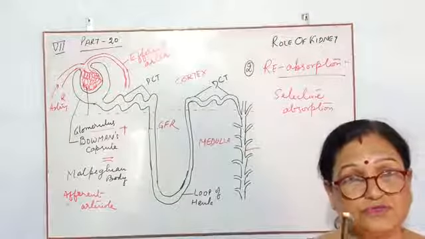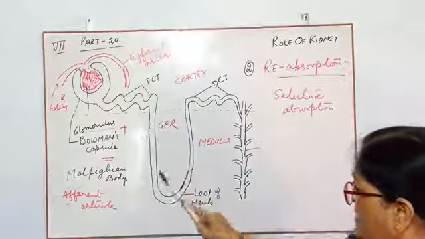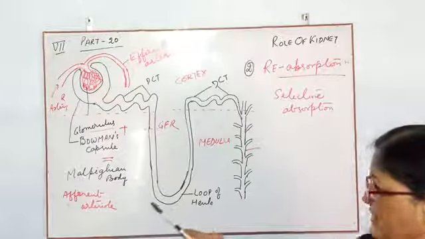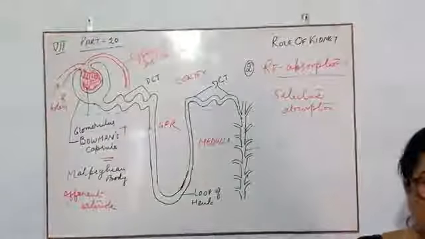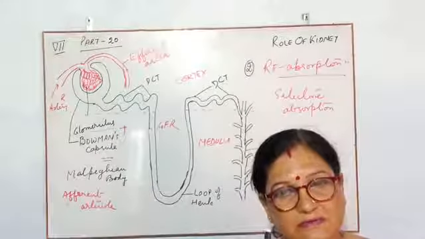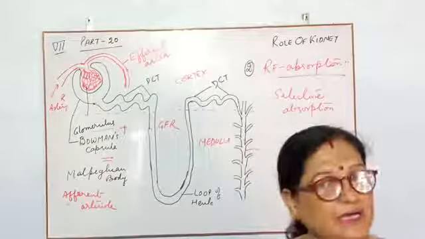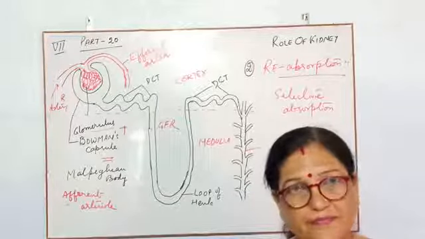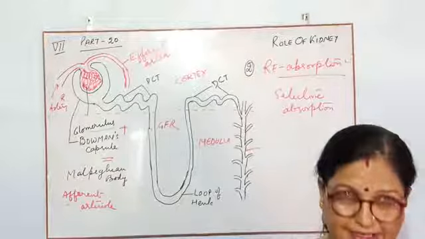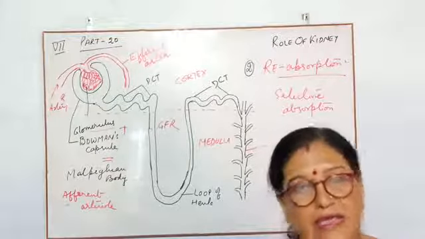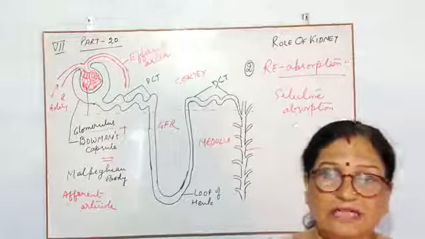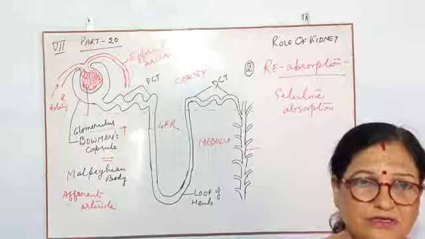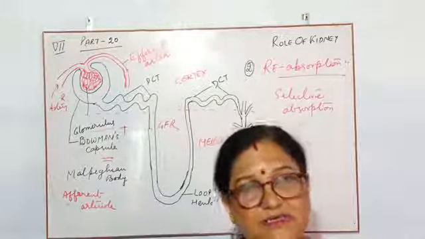One thing, children, you should know: the PCT and the descending limb of the loop of Henle. Descending means coming from the upper side to the lower side. This limb also will absorb water, to maintain the concentration of our blood. Blood should not be very thin by getting more water, and blood should not get less water and become thick. Then the fluidity will be less and the person can die.